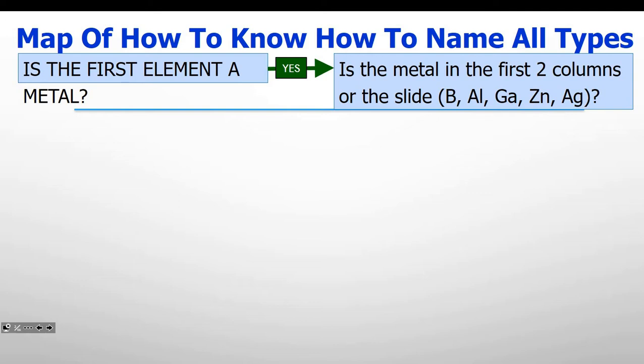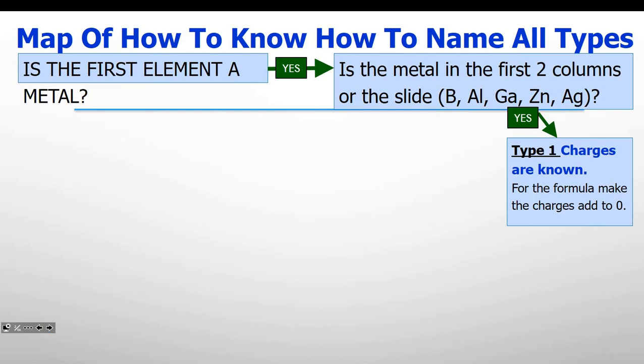Then you need to ask, is the metal in the first two columns or the slide? If it is, remember the first column is a +1, the second column has a +2. The slide: boron, aluminum, gallium are +3, zinc's +2, silver +1. If that is a yes, then it's type 1. And we just name it, name what it's with, change the ending to IDE if it's an element. If it's polyatomic, we keep it. But we have to balance the charges. But we know the charges, so we can do that. Okay, so it has to add to equal 0.